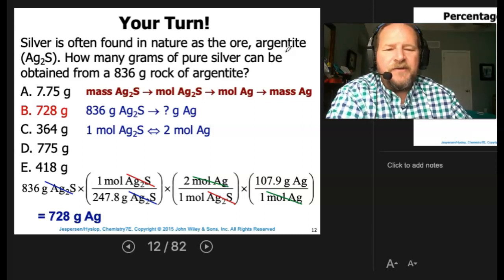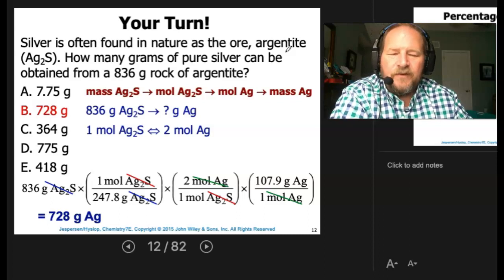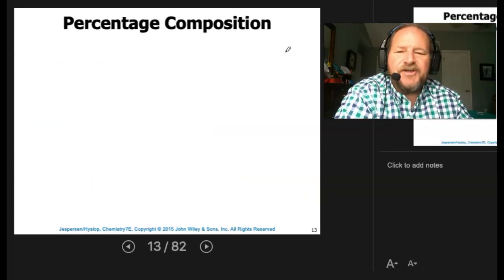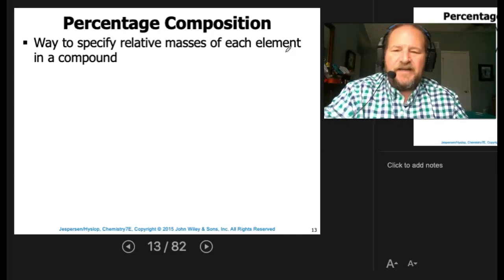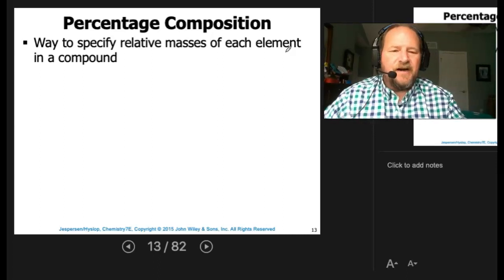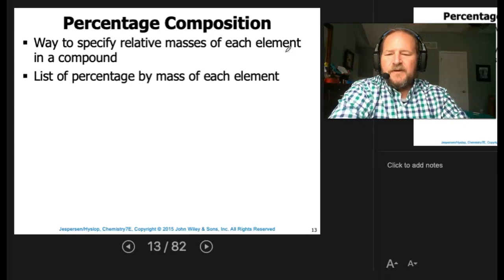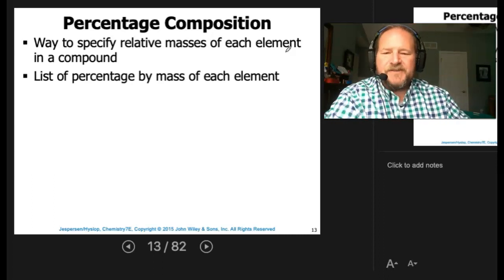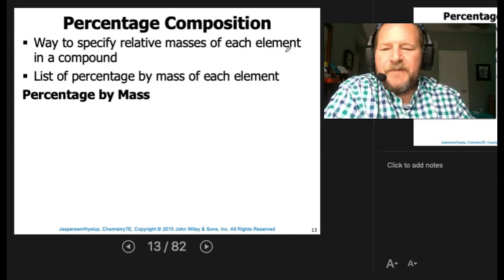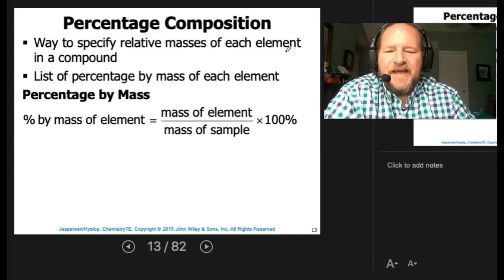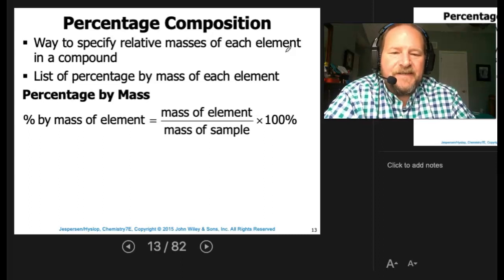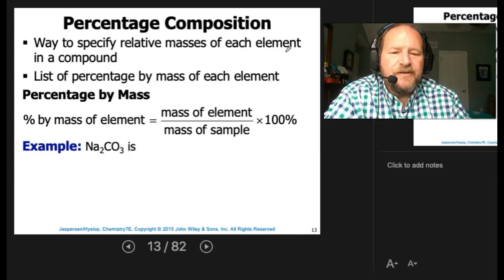All right, now another thing we can do with chemical formulas and mole relationships is called percentage of composition. So it's a way to specify the relative masses of each element in a compound. So what we'll do is we'll list off by percentage the mass of each one. So we have percentage by mass. So the percent by mass of an element is equal to the mass of that element divided by the mass of the entire sample times 100%. So it's a simple percentage.